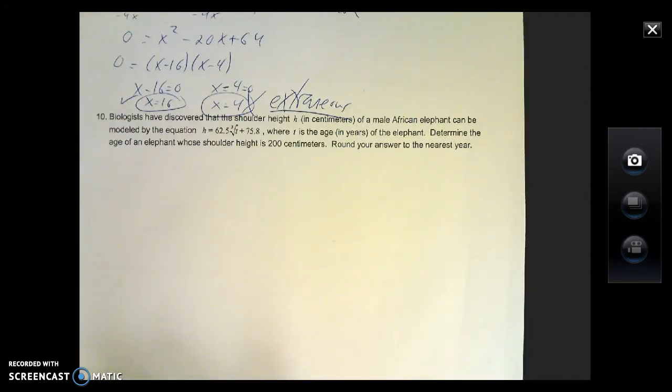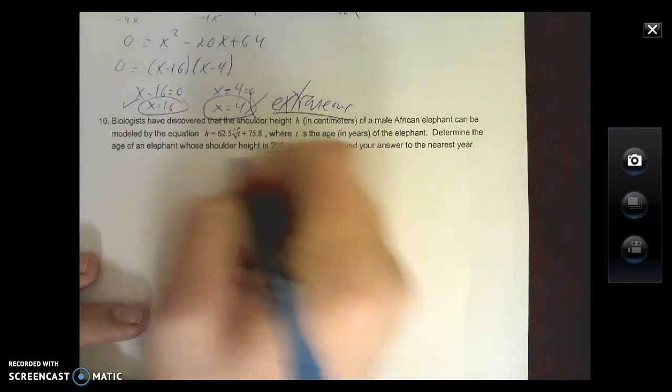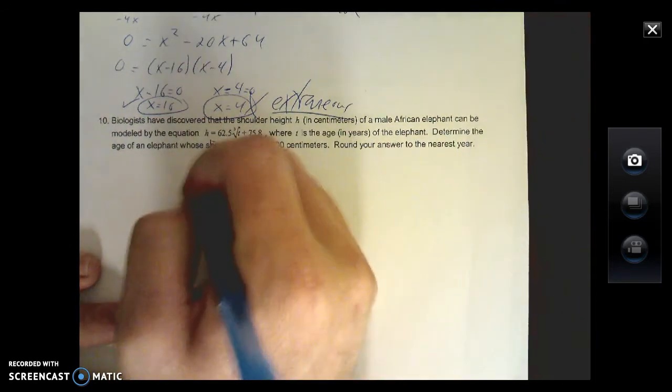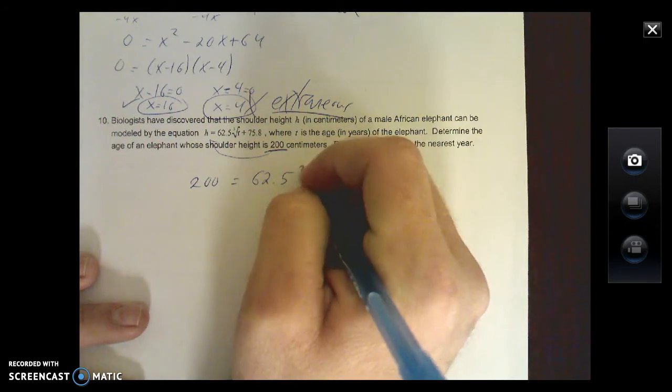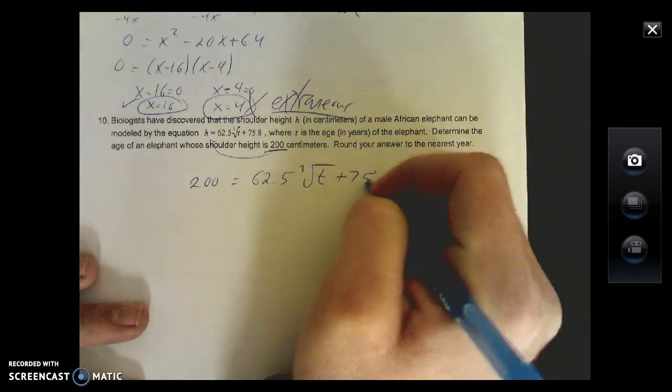Biologists have discovered that the shoulder height h in centimeters of a male African elephant can be modeled by the equation h equals 62.5 cube root t plus 75.8, where t is the age in years of the elephant. Determine the age of the elephant whose shoulder height is 200 centimeters. Round your answer to the nearest year. So I am taking 200 and plugging it into h right there. So 200 equals 62.5 cube root of t plus 75.8.